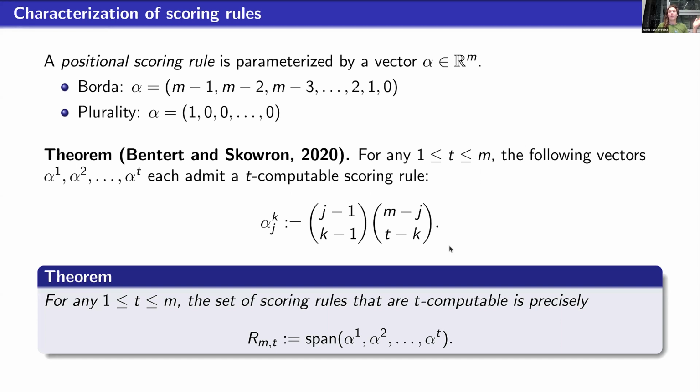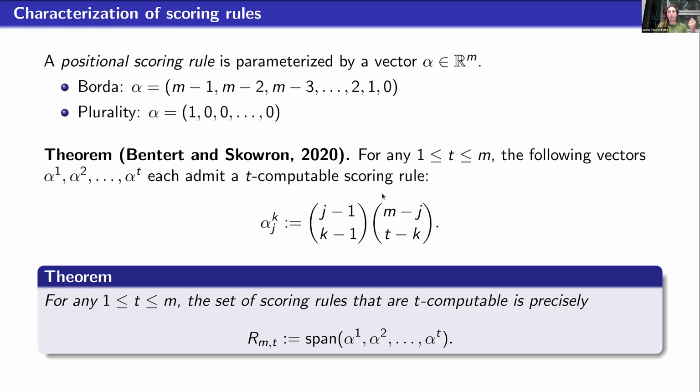In fact, one thing you can do is take linear combinations of these, and that'll also be a t-computable scoring rule. But that's it. So that's our theorem. It says that these vectors defined by Benter and Discoverin actually form a basis for the set of all scoring rules computable with queries of size t. These are subspaces generated by these vectors. Our result is sort of like a converse theorem of this prior work. They just showed that these are some things you can do, and we show that's all you can do, this and linear combinations of it.